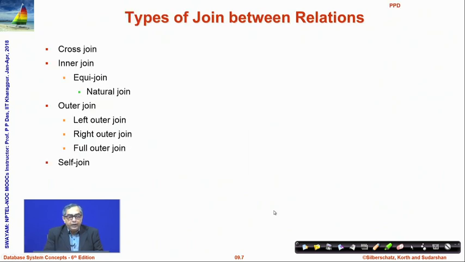If we look into the different types of join that SQL supports, these are the different classifications. We have cross join, we have inner join, which specifically could be equi-join and even more specifically natural join, and we will see there is a variety of outer joins that are possible. There could be a self join also, where one relation is joined with itself.